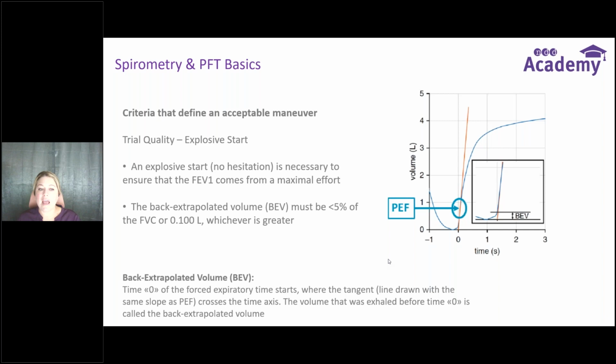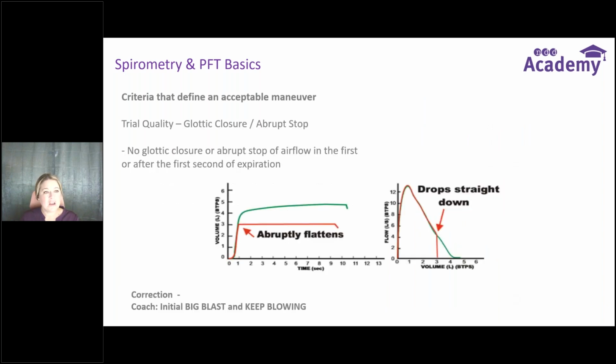We want to make sure that after the patient takes their big deep breath in, they are blasting out as hard and as fast as they can to make sure that that FEV1, or the air that comes out in that first second, is their best effort. We want to make sure that the BEV is less than 5%. You can kind of see on the graph here, we really do want to make sure that it is an immediate blast out, hard and fast, from our patients. We also want to make sure that there's no glottic closures or abrupt stops to the trial.